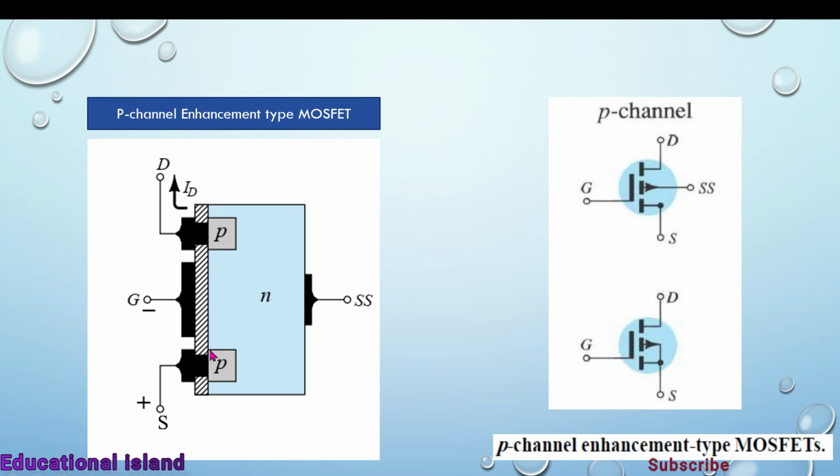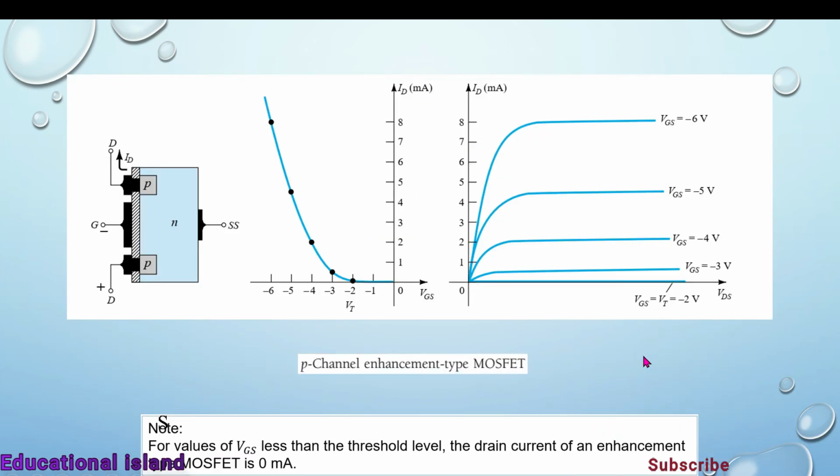and the source is also connected to P-type material. And this is the symbol. The arrow is outward here, and we can see it is a 4-terminal device and it is a 3-terminal device.